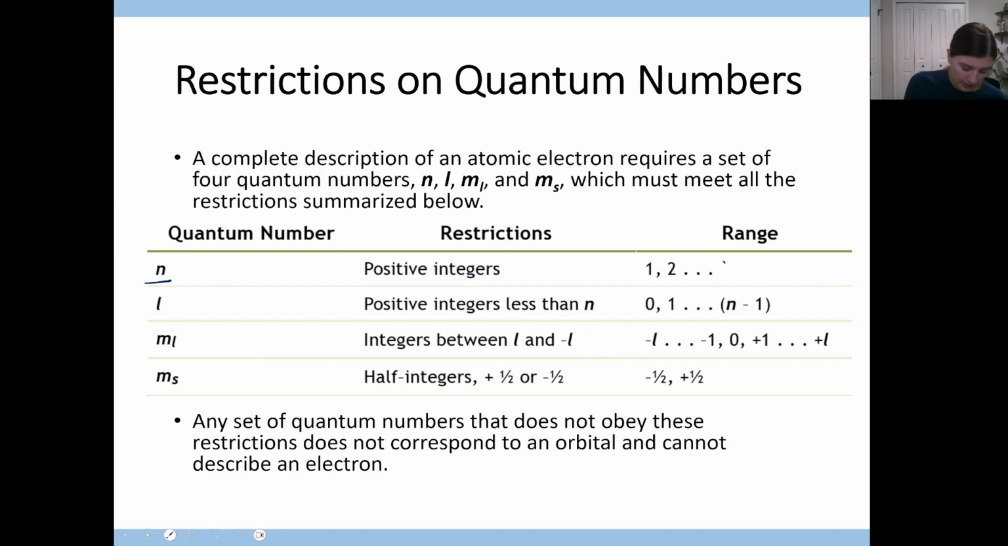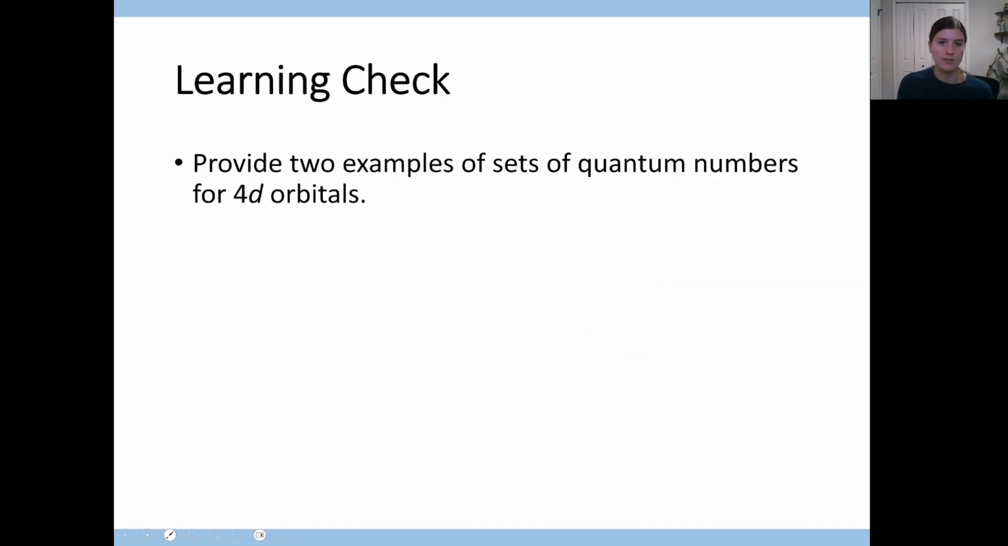So let's do one learning check to finish off this lecture here. That is to provide 2 examples of sets of quantum numbers for 4d orbitals. So you're describing 2 electrons that can exist in a 4d orbital. You might pause the video here, try working through this on your own. Maybe if you can only find the principal and secondary quantum number, that's fine, at least you're getting started. If we were in person, I would give you all time to work on this. Since I am recording this, I will go through it now, but again, I encourage you to pause and try working through this.